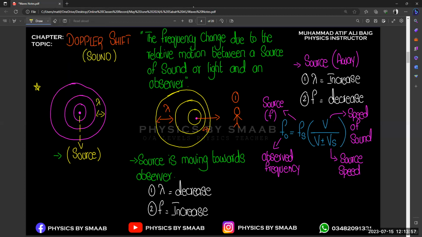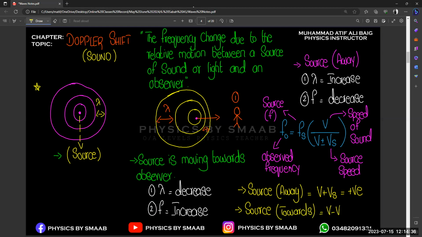If we talk about the positive sign, we need to use the positive sign when the source is moving away, and the negative is for when it's going towards. So if the source is moving away, we use a positive sign, V plus Vs. And if the source is moving towards, we use a negative sign, minus Vs.